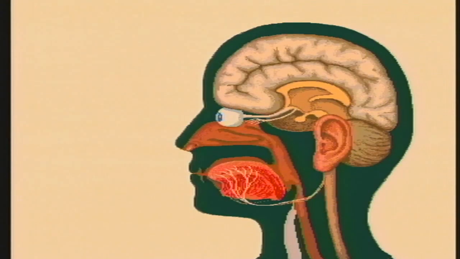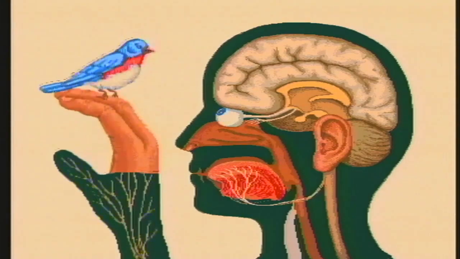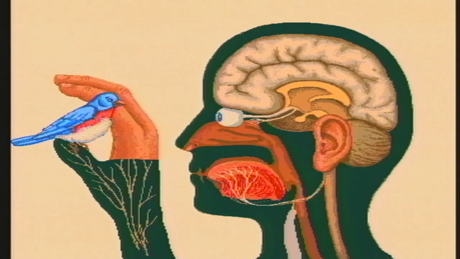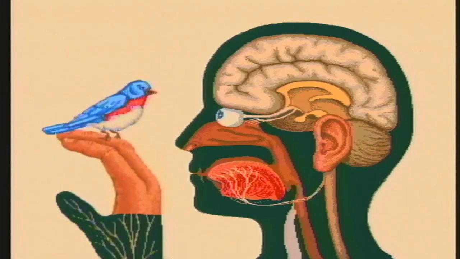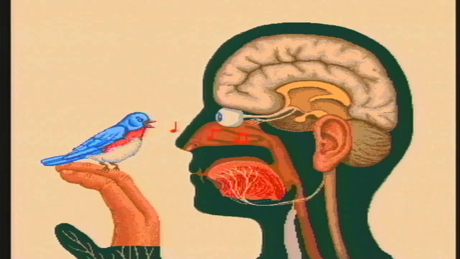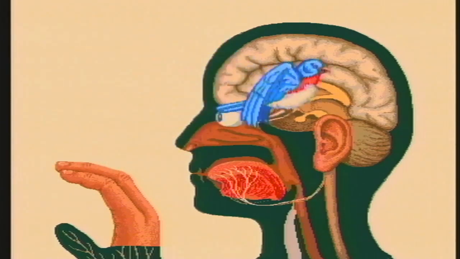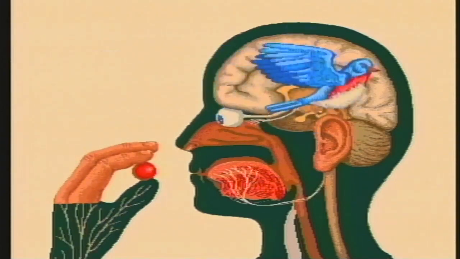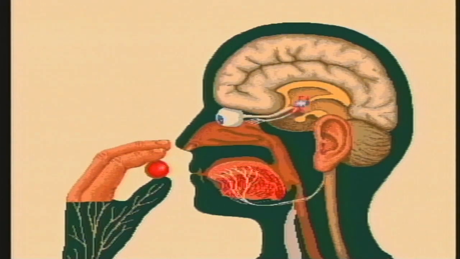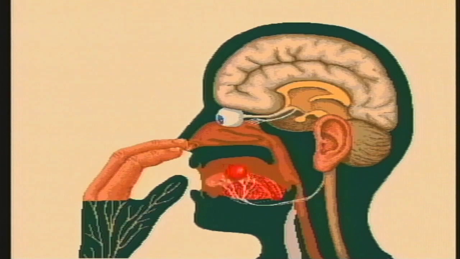Sense organs transmit impulses along the nerves to the brain, where the impulse is interpreted and the stimulus is perceived. The 5 senses are touch, sight, hearing, smell, and taste.